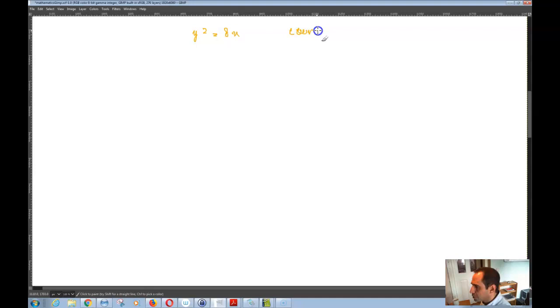the coordinates of the focus. You want to find the axis. You want to find the equation of the directrix, and you want to find the latus rectum of this parabola.